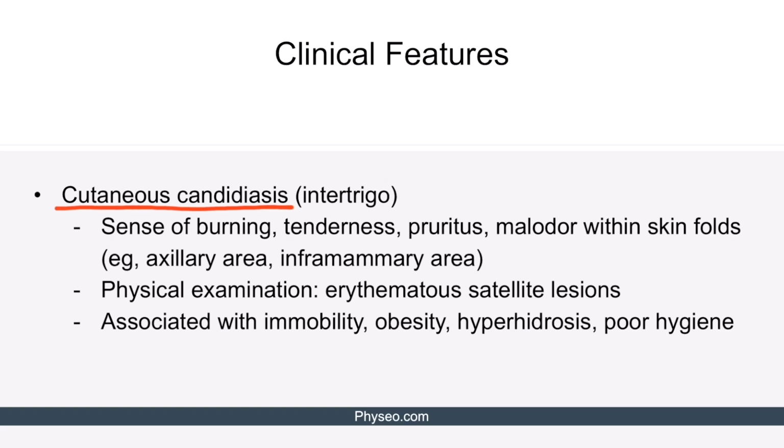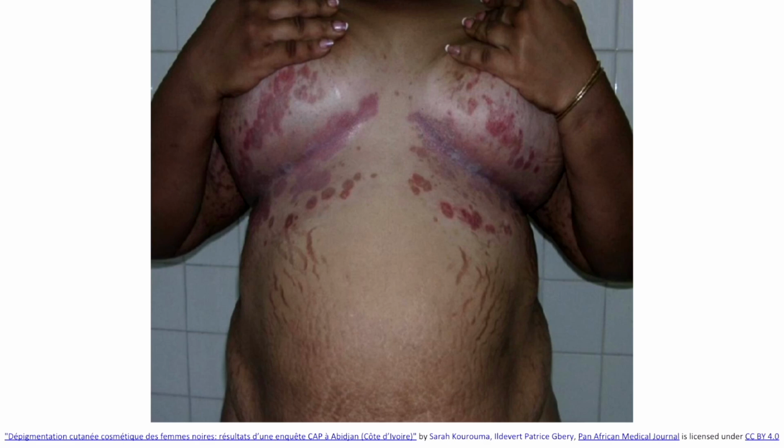And this infection is usually associated with immobility, obesity, hyperhidrosis, lots of sweating that creates an environment where this can grow, or simply poor hygiene. Note the erythematous satellite lesions in the inframammary areas. These lesions are characteristic of Candida intertrigo.